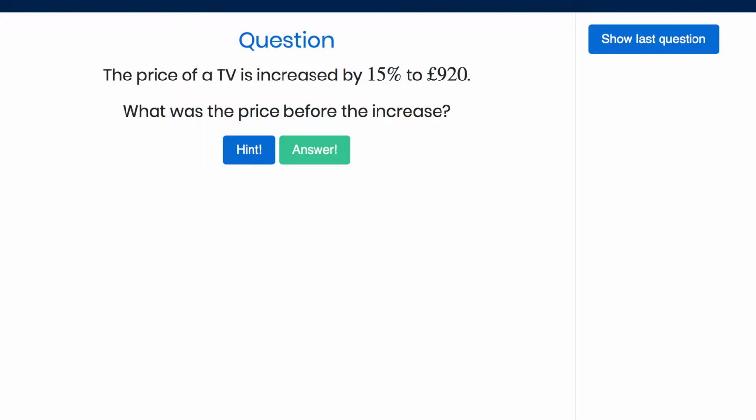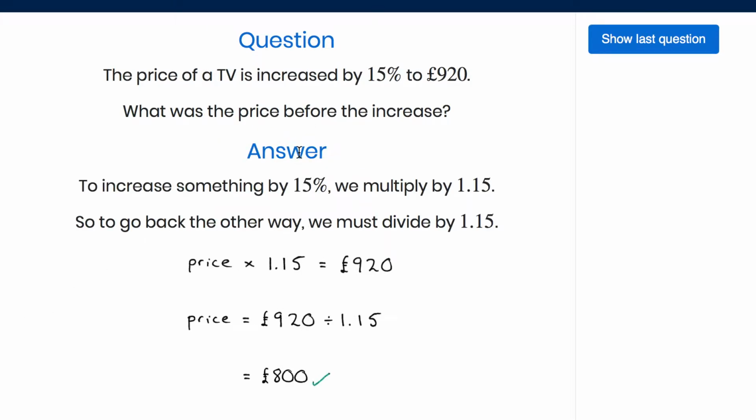Okay, so here is the answer. Now to increase something by 15%, we multiply by 1.15. This means to go back the other way, we must divide by 1.15. And the reason why we use 1.15 is because 100%, which is the original price, plus 15% is equal to 115%, and 115% as a decimal is 1.15.